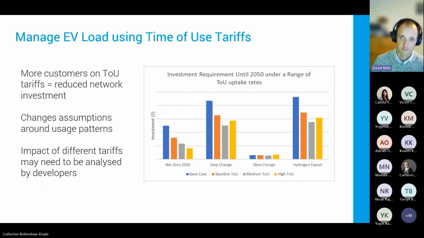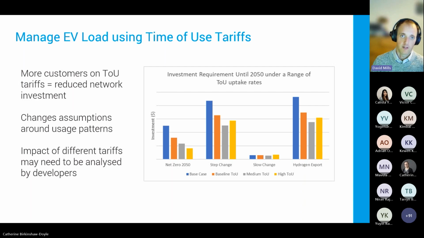Next slide, please. So this slide presents some of the outputs, and I should add this paper was presented at a CIGRE symposium, so there's a lot more detail behind this that is available and can be provided. Basically, as we show, if you can get customers to shift onto a time of use tariff, so that's shifting their charging to be overnight, taking it away from that system peak, there's a significant investment saving for the network.